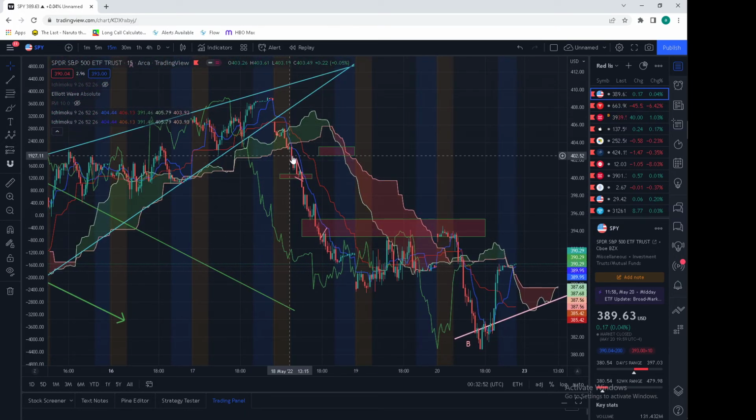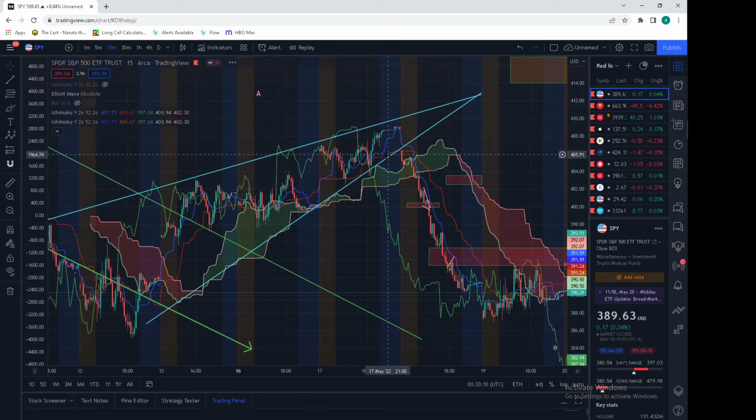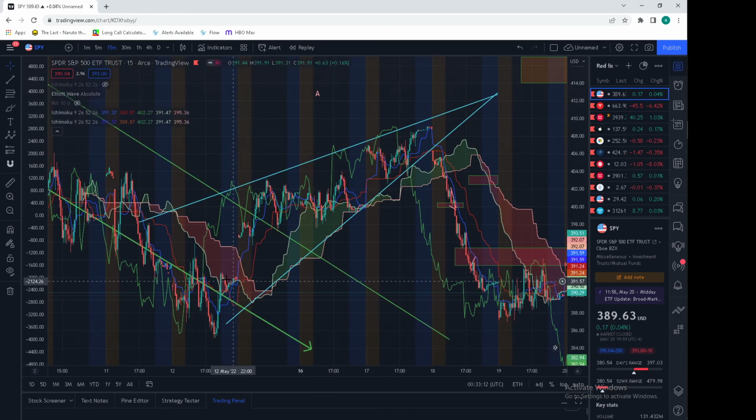Same thing here. It breaks below the cloud, and now you have a nice rip down, and you're not in calls because it's against the indicators. It's against the laws of Ichimoku to be in calls here. Same thing here. We are in calls because we're above the cloud. There's no reason to be in puts. Now we have a nice move up.